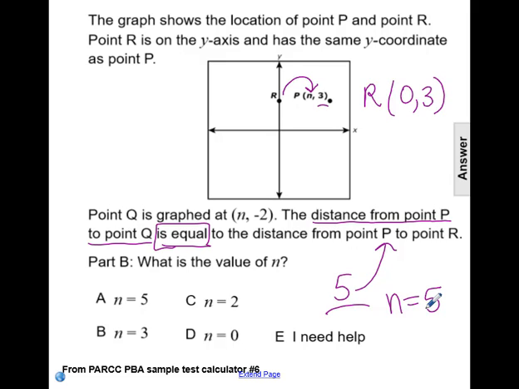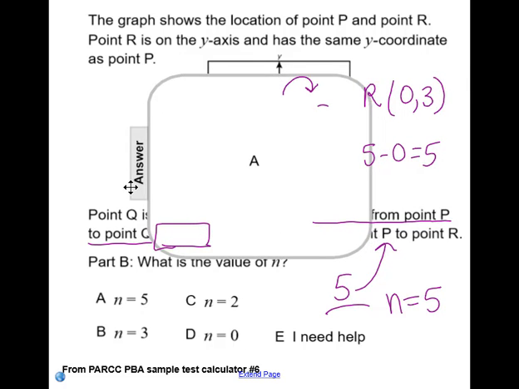If the y values are the same, the distance between 0 and something has to be 5. So think of it like 5 minus 0 is equal to 5. It's the difference between those x values. So that means that our answer, the value of n, is choice A. N equals 5.